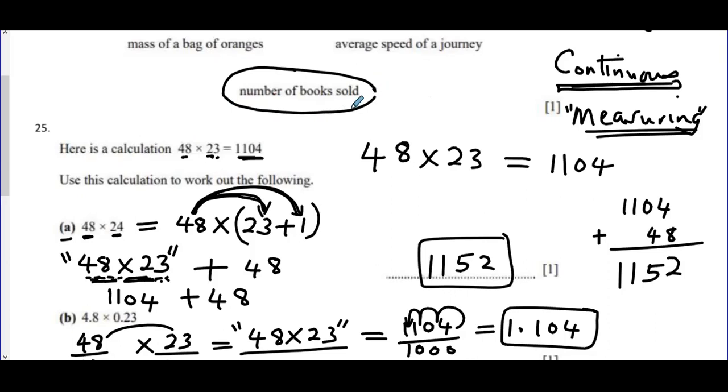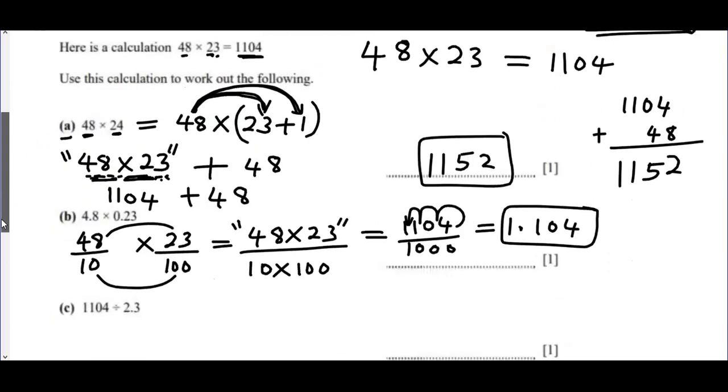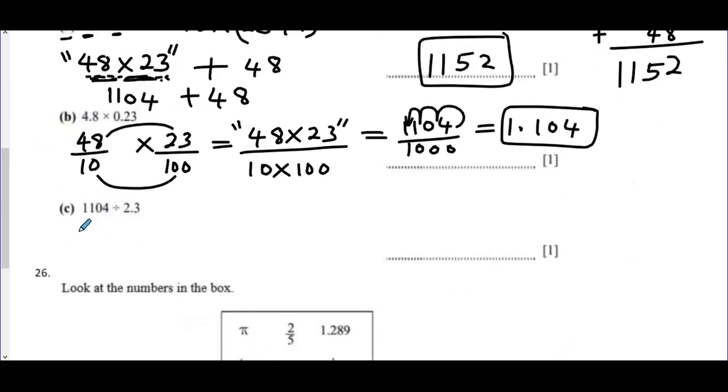Okay, so I have all this. I have this one, 1104 divided by 2.3. So I'm gonna change this decimal to be a fraction. So we have 1104 divided by, this will be 2.3 as a fraction. It will be 23 over 10. So this decimal is out.